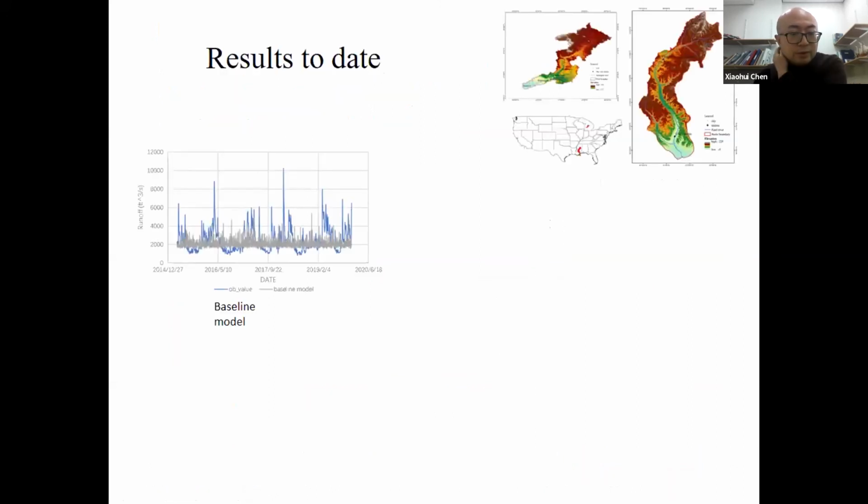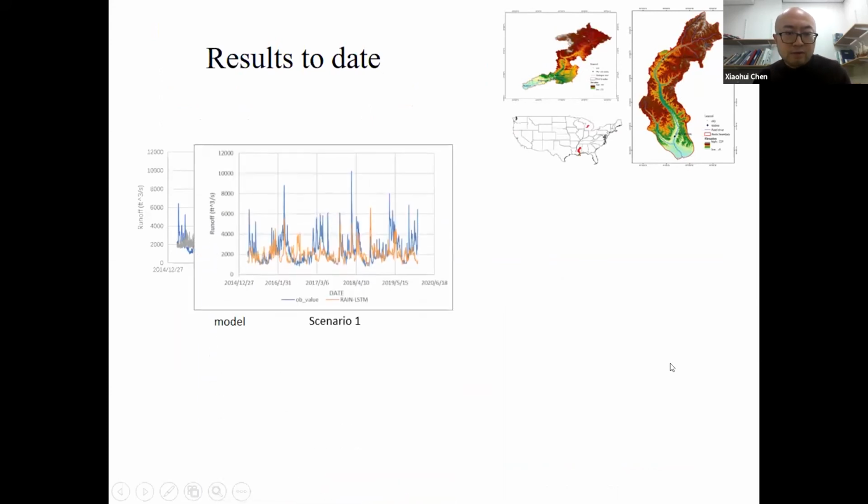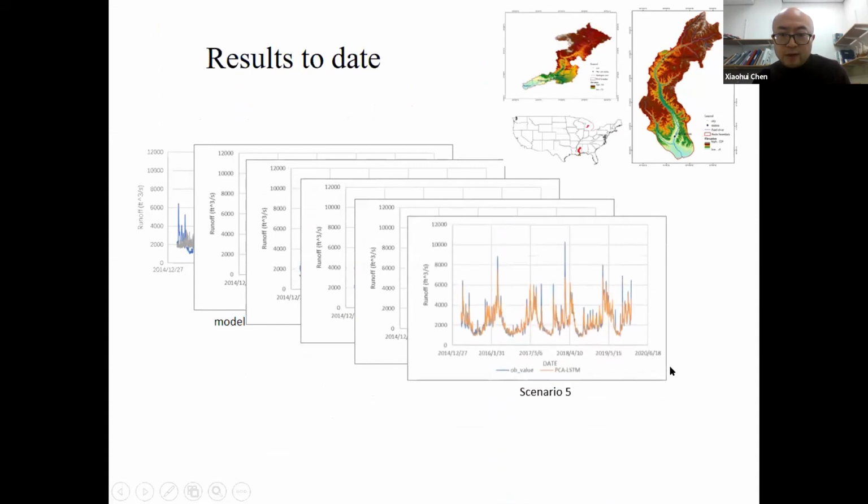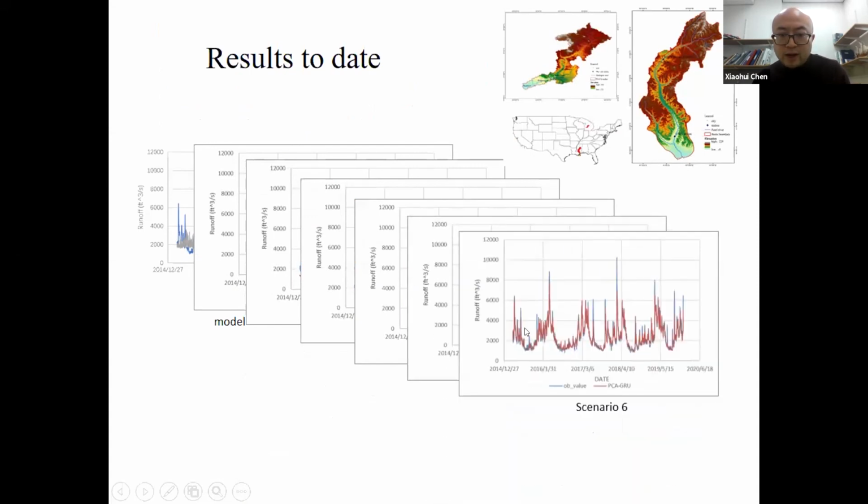So for the results to date for the deep learning modeling, we selected 2 locations in the United States and used different types of models and scenarios. You can see for the final results, for the highly nonlinear process, the simulation and the prediction from the modeling is very good. Well, this is just the start of a piece of work.